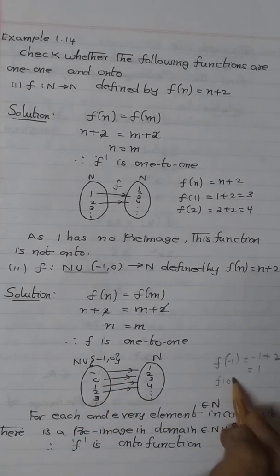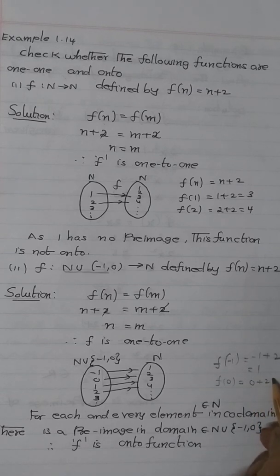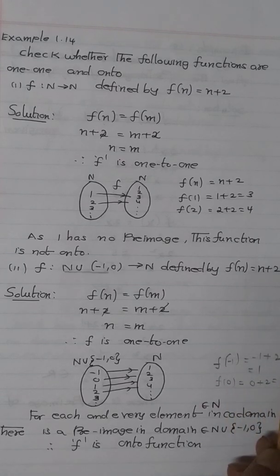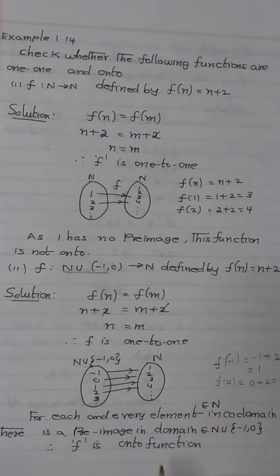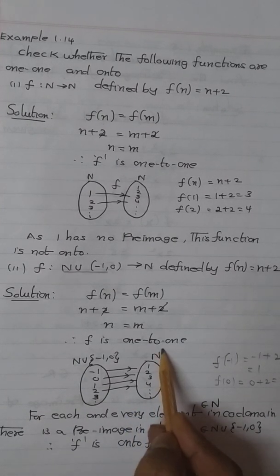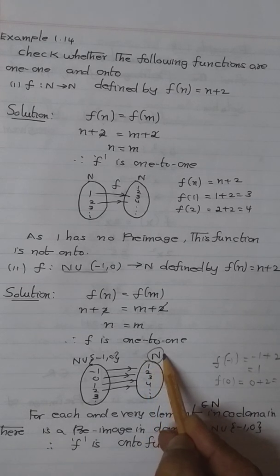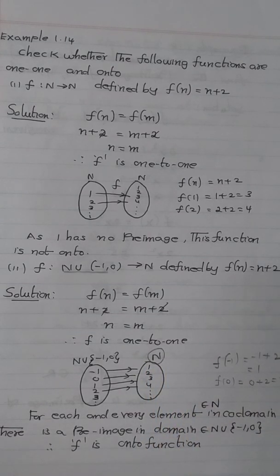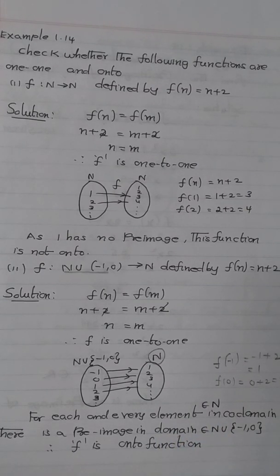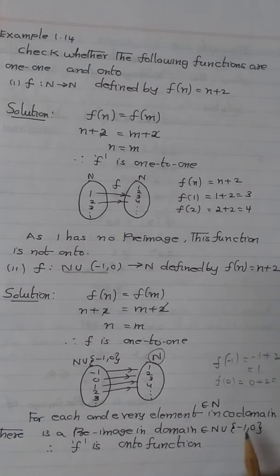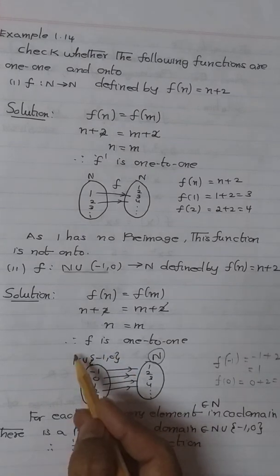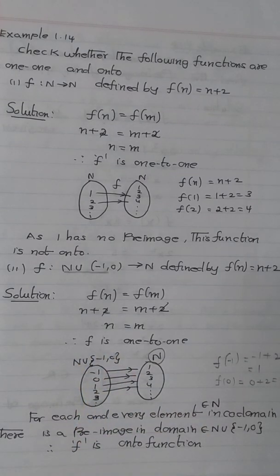Similarly, f(0) if I take, 0 + 2, nothing but 2. So 0 has image 2, 2 has pre-image 0. You understand? So each and every element belonging to capital N. For onto, you should always concentrate on codomain. So for each and every element belonging to N in codomain, there is a pre-image in the domain. What is the domain? This full set. Okay, so f is an onto function.